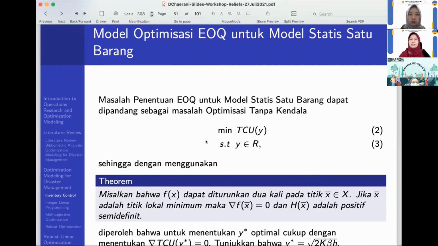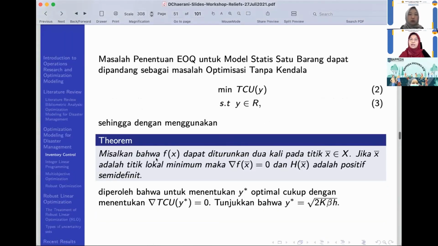Masalah ini bisa dikategorikan sebagai optimisasi unconstrained karena di kendalanya tidak ada fungsi. Ini hanya dibatasi oleh kondisi dari variabelnya. Di sini disebutkan teoremanya bahwa misalkan f(x) dapat diturunkan 2 kali pada suatu titik x bar. Jika x bar adalah titik minimum lokal, maka gradien f(x bar) pada titik tersebut bernilai 0 dan Hessian pada titik tersebut positif semi-definite. Ini teorema yang bisa kita gunakan dari teori kalkulus.